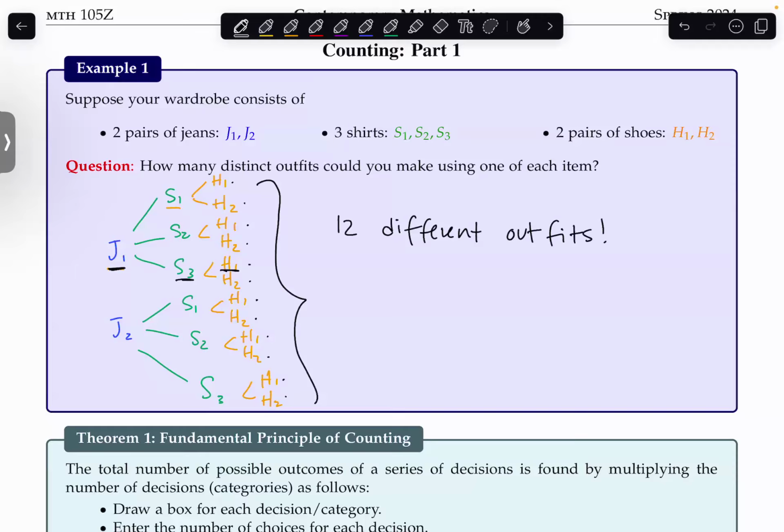Okay, and here you might notice that I could write 12 as 2 times 3 times 2, the number of jeans times the number of shirts times the number of shoes. And this is not a coincidence. So we'll see in our next theorem that this is exactly how we want to do this counting. Instead of writing out all of the different options that we have, we want to do this much faster. Decide how many options do I have for the jeans, how many for the shirts, how many for the shoes, and none of them depend on each other, so I can really just multiply them together.